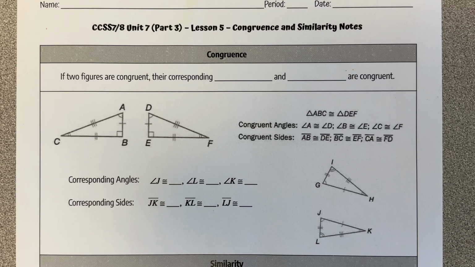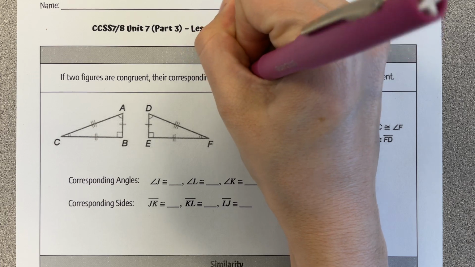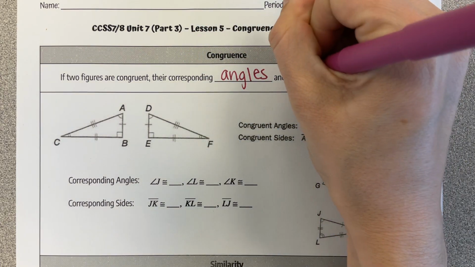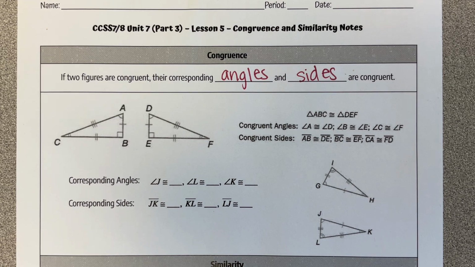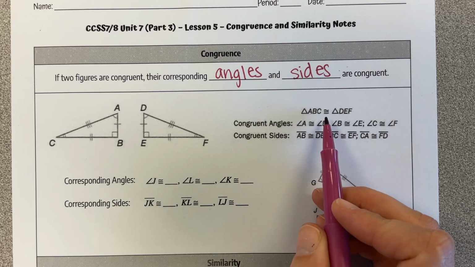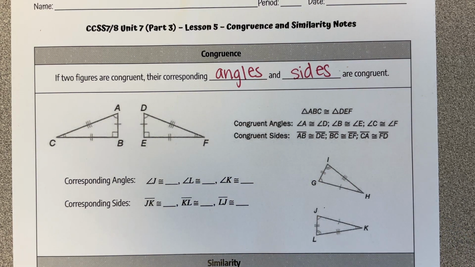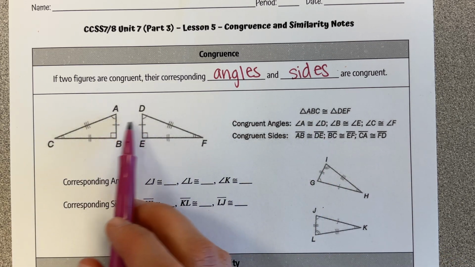For lesson 5 here, we're going to look at congruence and similarity. So what is congruence? If two figures are congruent, their corresponding angles and sides are congruent. So when we're looking at this, triangle ABC is congruent to triangle DEF. That's what that congruent symbol means, which means A is congruent to D. So those two angles are congruent to each other.